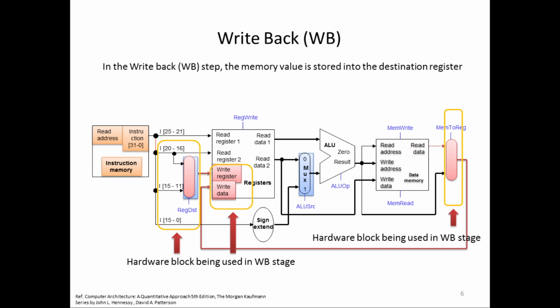And finally, in the write back stage, we again go back to the register file along with the 2:1 multiplexer. So these two hardware components are used in the write back stage of the MIPS pipeline data path, along with the multiplexer unit that you see at the output of the data memory.